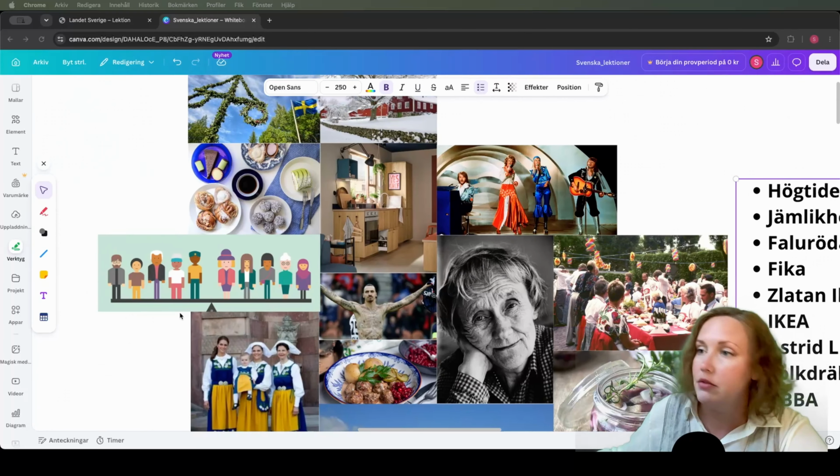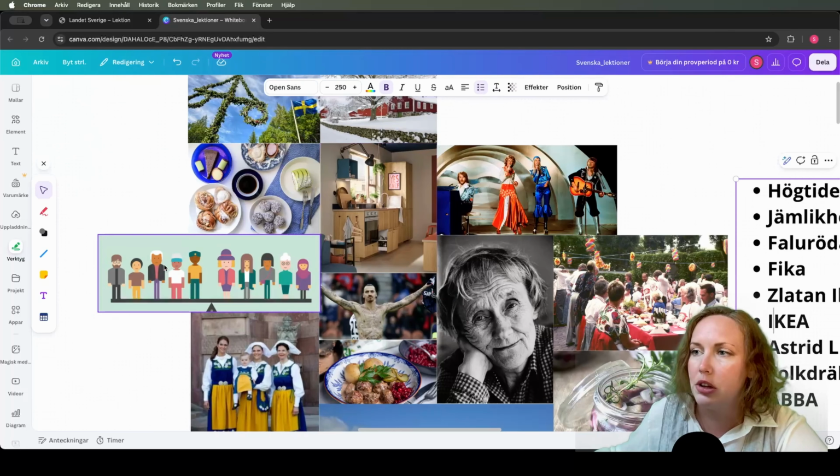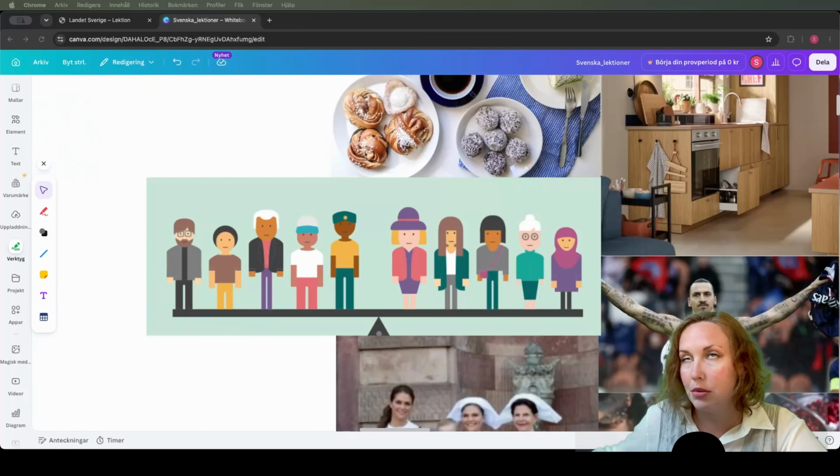I'm gonna spoil again. It's this one with all the people standing there. I'm gonna have this man as my frown right now also.